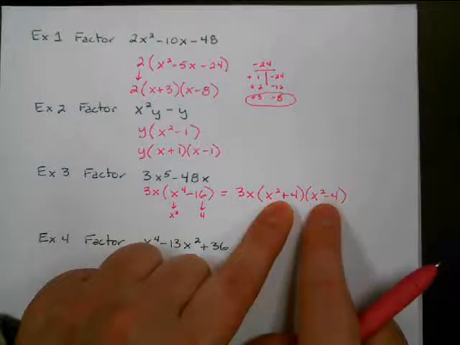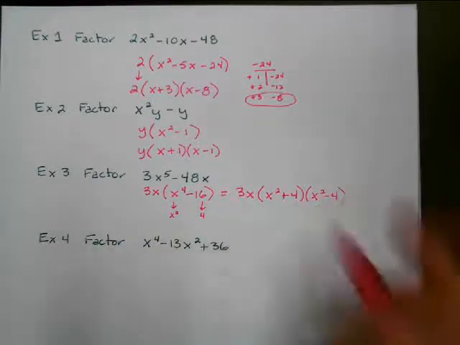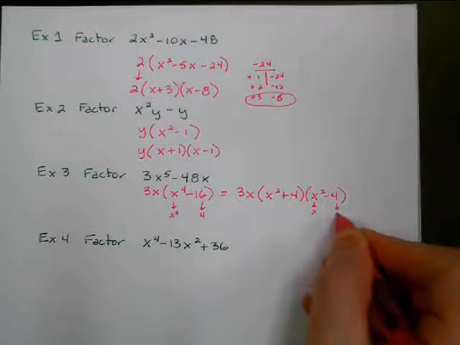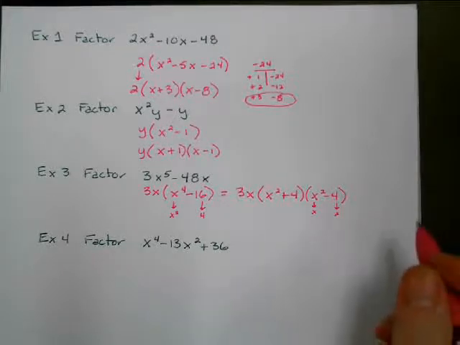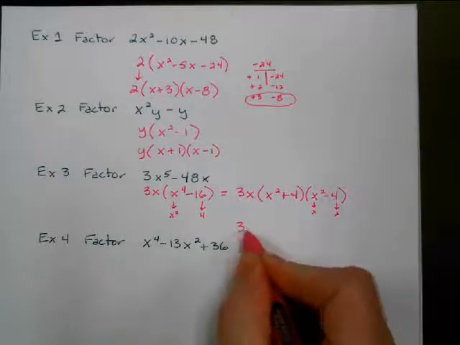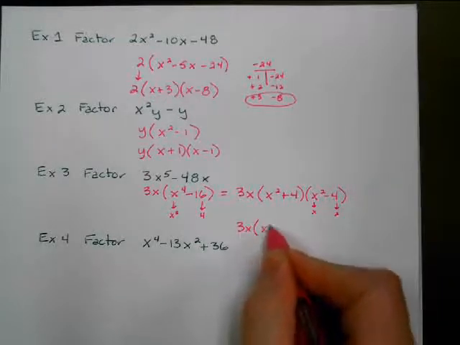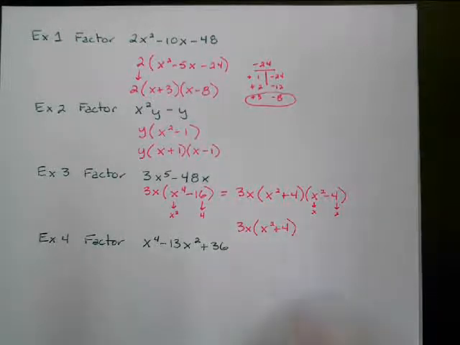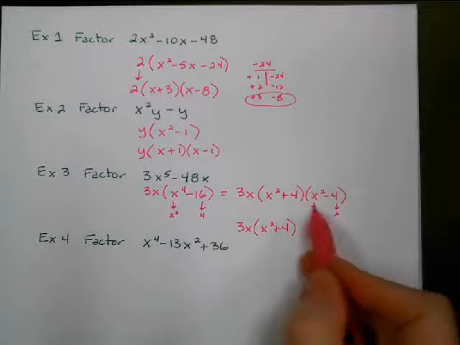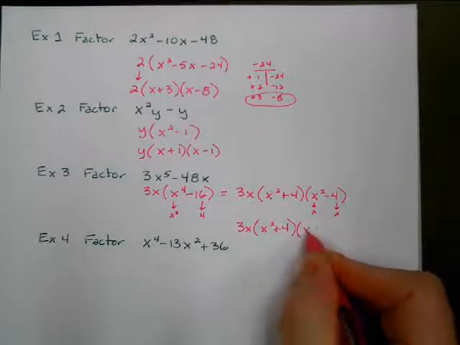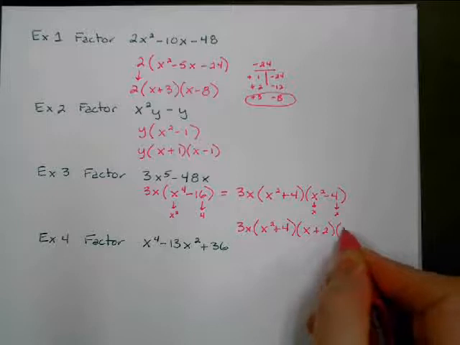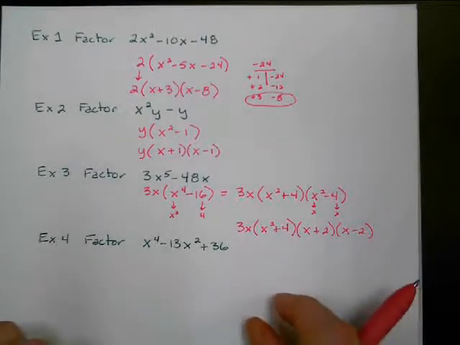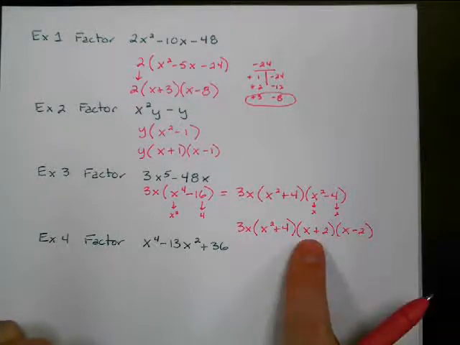So maybe, let's see, this is the perfect square of x, and this is a perfect square of 2, so it factors again. So the 3x is going to stay out here. X squared plus 4 stays out there because I factored it earlier. And then this last binomial here is going to factor into x plus 2, x minus 2. Now we're finally at the point where these won't factor again because these are not the difference of 2 squares. We're finally done. It factored 3 different times.